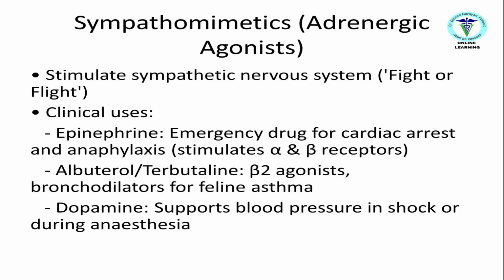Albuterol and terbutaline are selective beta-2 agonists used as bronchodilators, particularly for treating feline asthma and other bronchospastic conditions. Dopamine is used in cases of shock or low blood pressure during anesthesia, supporting circulation by stimulating beta-1 receptors in the heart and alpha receptors at higher doses. Understanding the receptor specificity of these drugs helps predict both therapeutic effects and possible adverse reactions, making them essential tools in both human and veterinary emergency medicine.